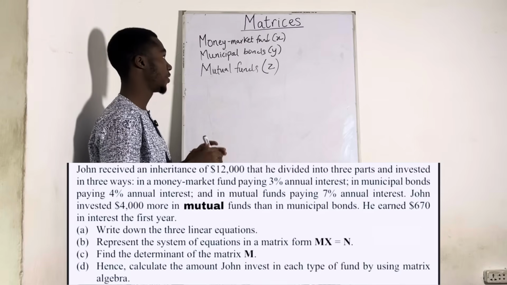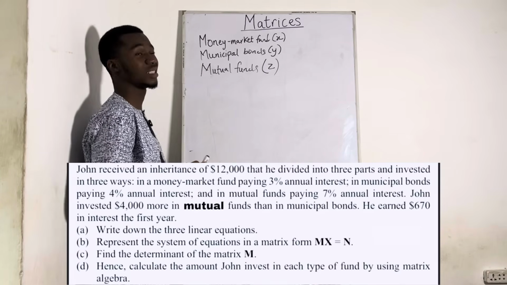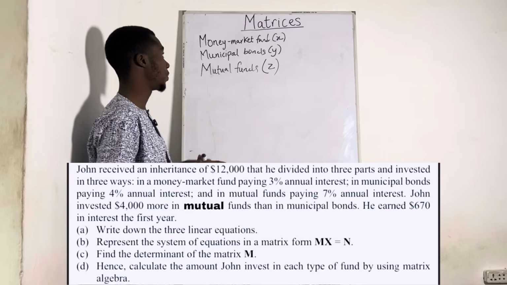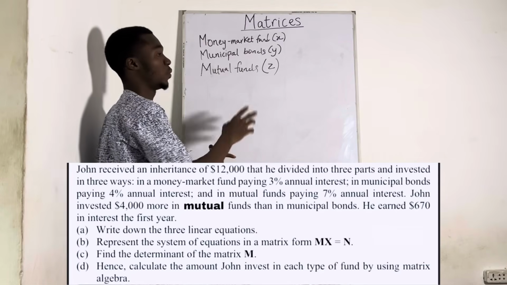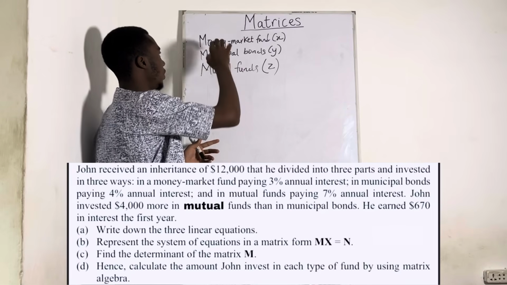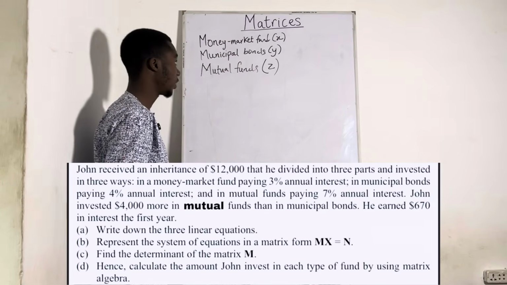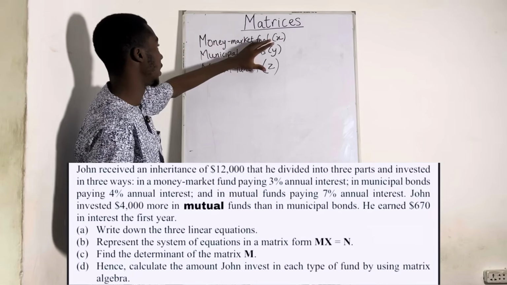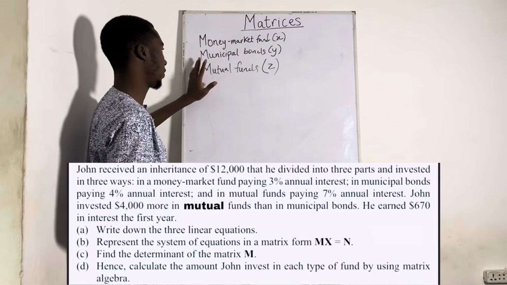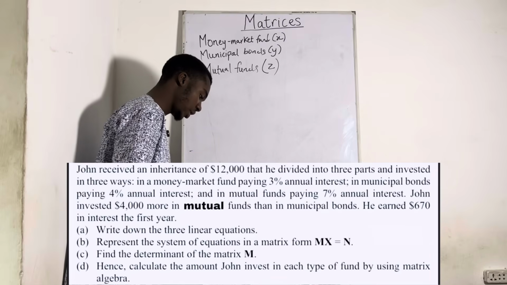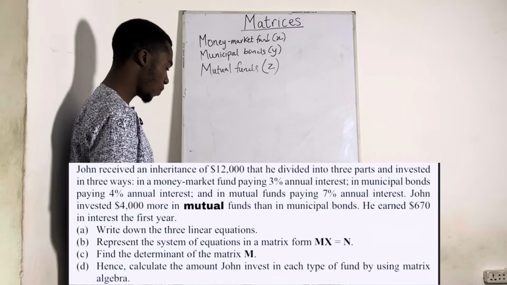You get it? And the reason why we represent it by letters is that we want to make it easier to solve. I mean, when you represent all this long thing by X, it will be easier to solve as compared to representing it by the normal money market fund and all that. All right. So now that we've represented money market fund by X, municipal bonds by Y, and mutual fund by Z, we can write down the three linear equations. Now let's go back to the question.